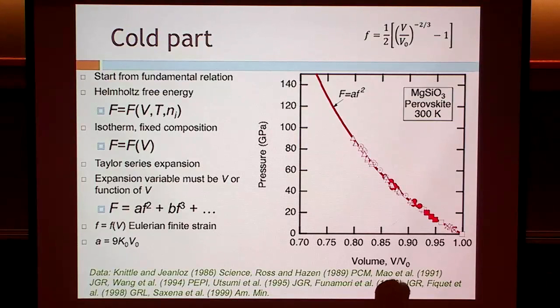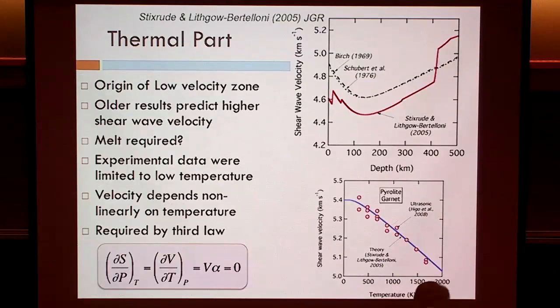Okay, so that's the cold part, a Taylor series expansion in the Eulerian finite strain. What about the thermal part? Let me back up and tell sort of a geophysics story now, having to do with the thermal part and having to do with the origin of the low velocity zone.